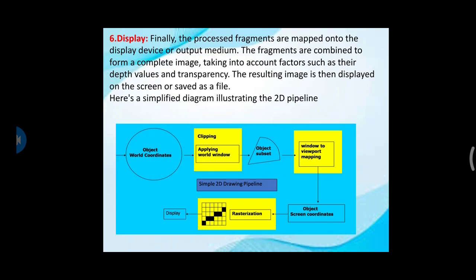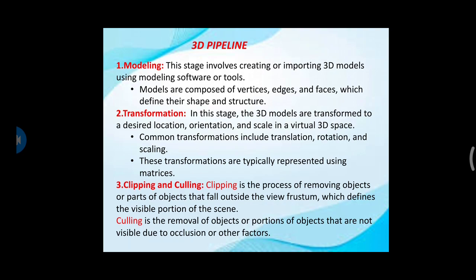Object world coordinates. First is clipping, apply window, then object subset, window to viewport mapping, then object screen coordinates, here rasterization, then display. Next, coming to 3D pipelining, this stage involves creating or importing 3D models using modeling software or tools. Models are composed of vertices, edges, and faces which define their shape and structure.